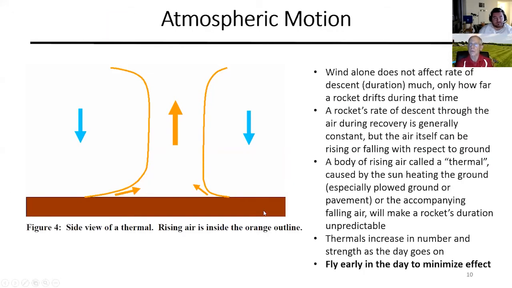So I mentioned thermals. Believe it or not, wind does not change the duration of a rocket much. You can fly in a 10-mile-an-hour wind or 15-mile-an-hour wind or no wind, and if there are no thermals, I'll talk about those, you're going to get basically the same duration. You'll have to chase it farther, but it'll be the same duration. Don't worry about chasing it unless you've got trees nearby.